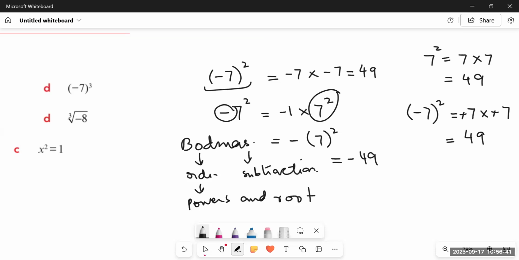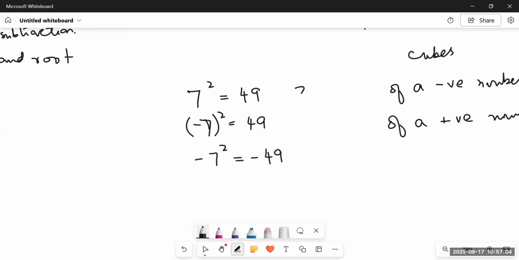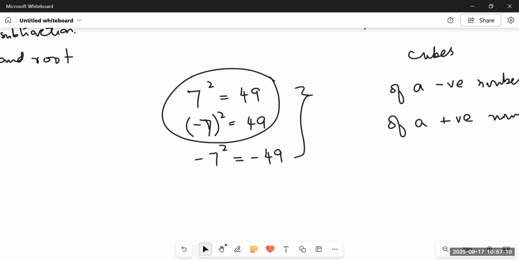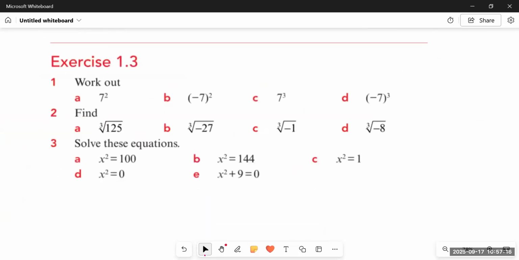Okay, it's not the square of negative 7. You see, there's a difference. The square of positive 7 was positive 49. The square of negative 7 is also positive 49. But when we talk about the square of 7 having a minus sign, it would be minus 49. These are the three cases that we have to look for. So the square of a positive and a negative number would always be positive. So here it would be positive 49.